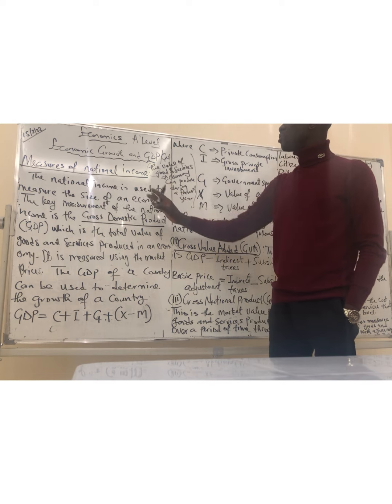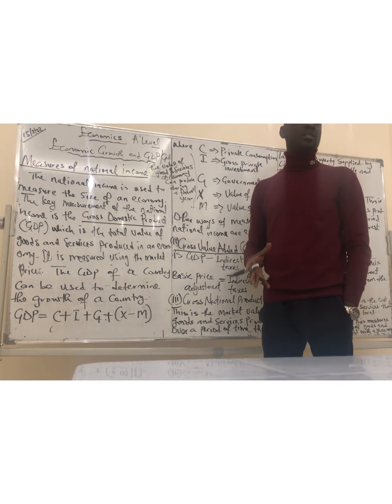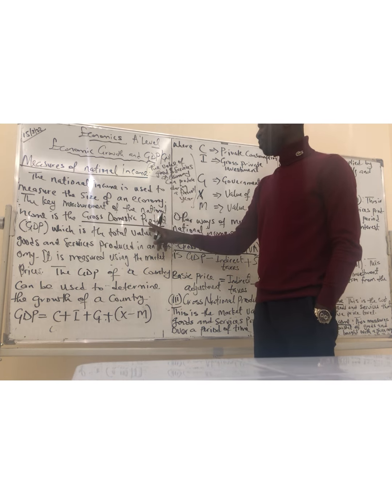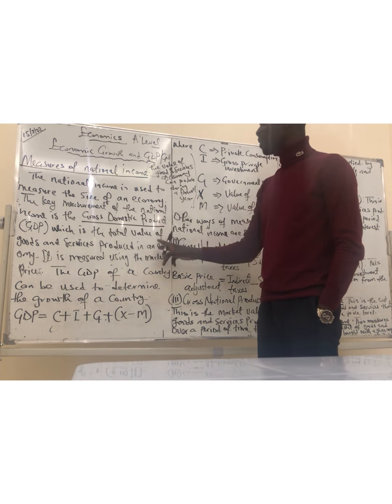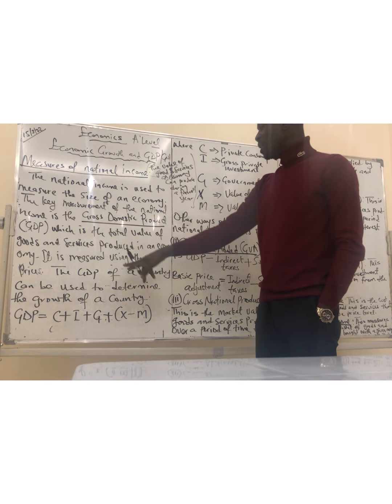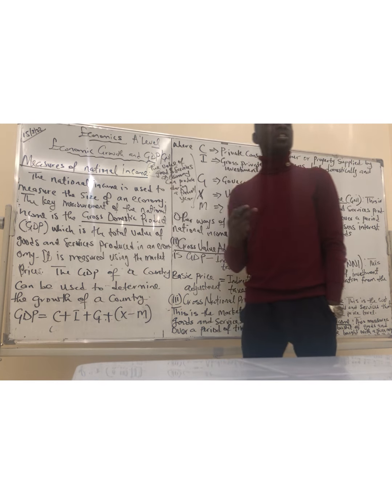Before we go here, look at what I wrote. The national income is used to measure the size of an economy. That means how big the economy is, not the population here, but how big in terms of finance. So the key measurement of the national income is the gross domestic product, the GDP, which is the total value of goods and services produced in an economy. It is measured using the market prices, which means you have to take into consideration indirect taxes.